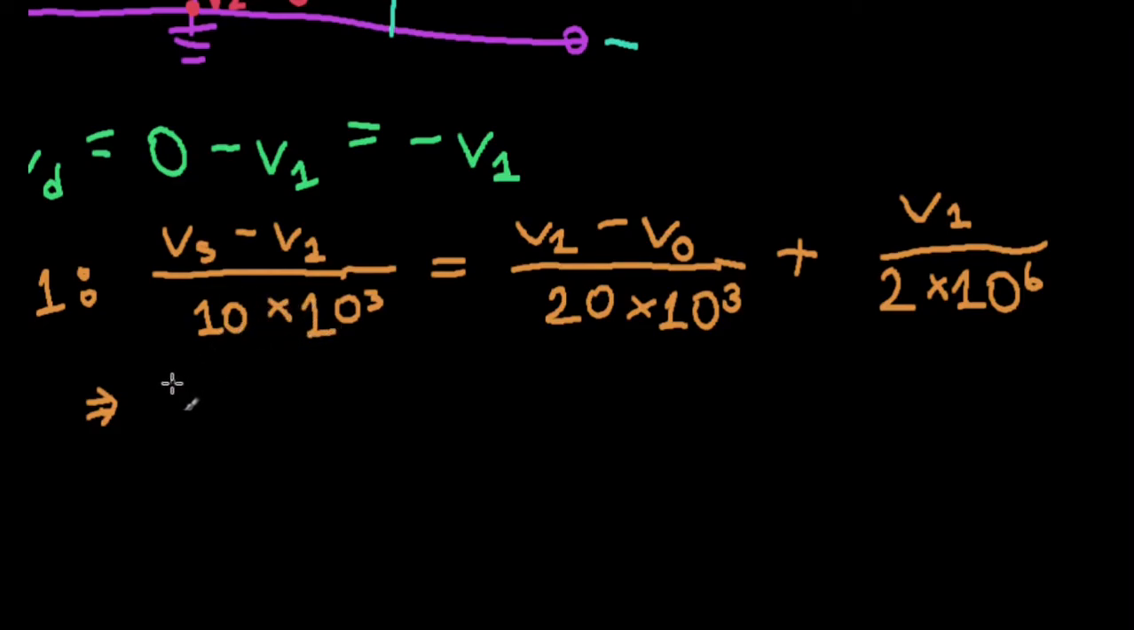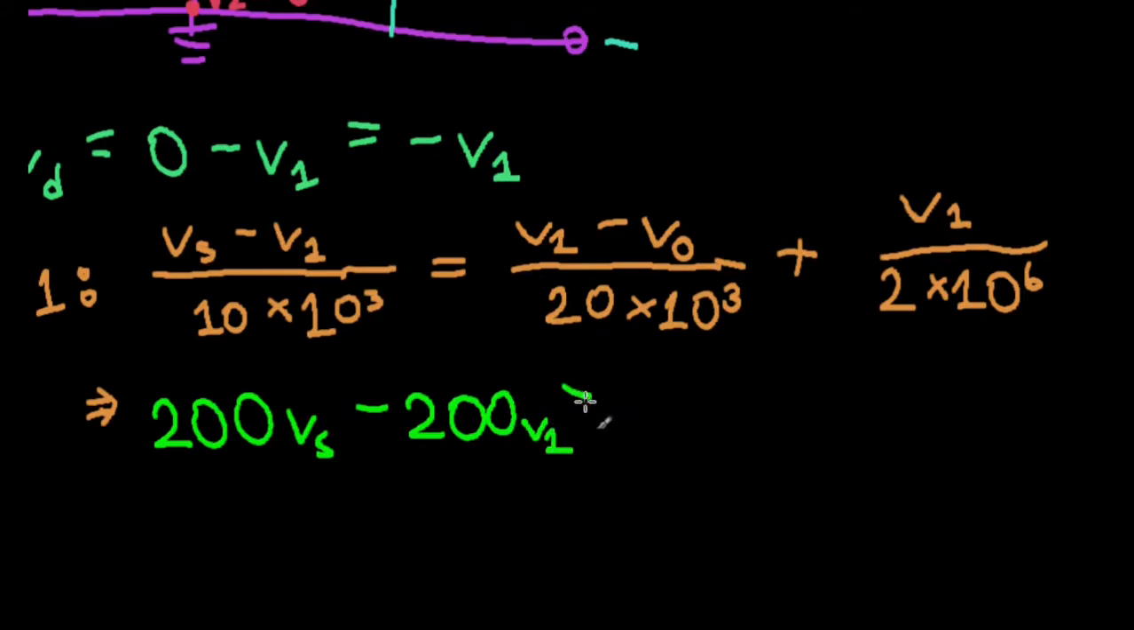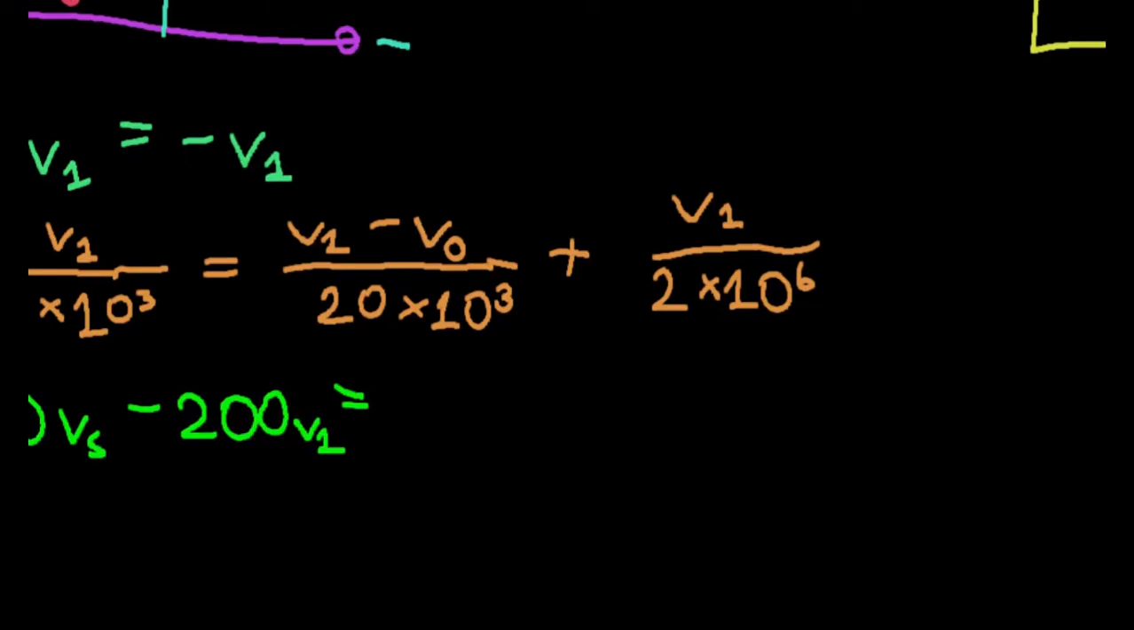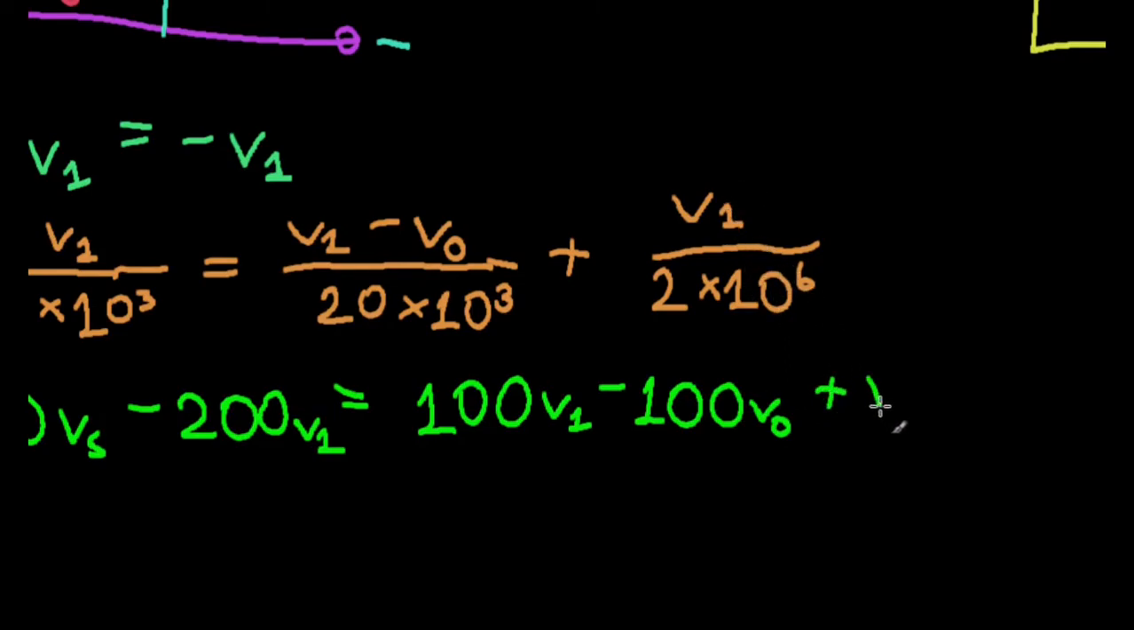2000 by 10, that's 200, right? That's 200 Vs minus 200 V1, hope I'm getting this right. This is equal to, so 2000 divided by 20, that's 100. Yeah, that's 100 V1 minus 100 V0, plus V1.